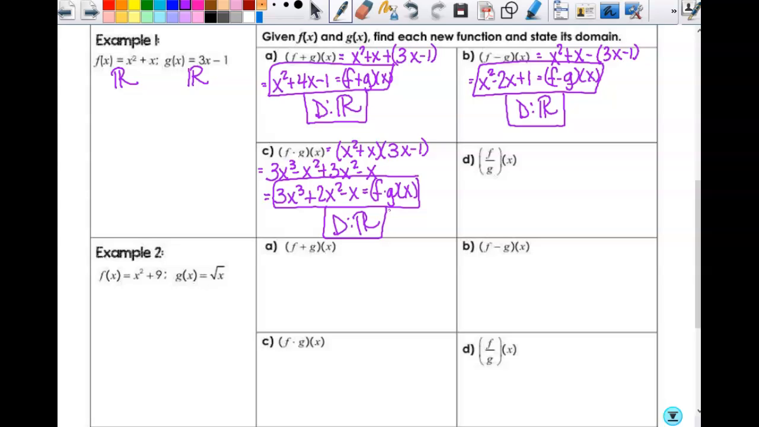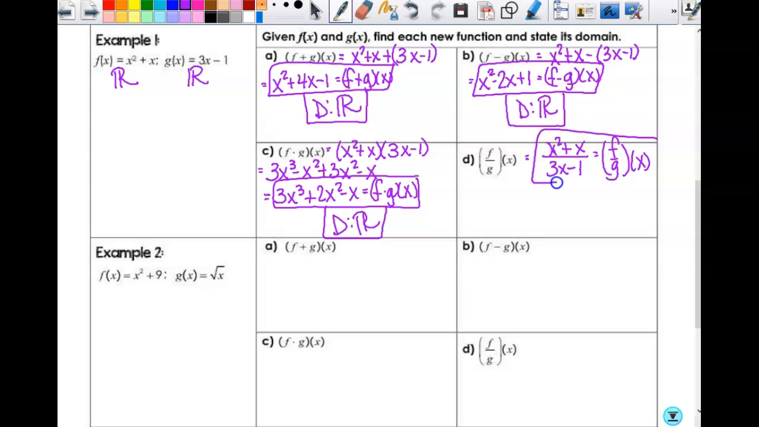So then, on D, I have f divided by g of x. So f is x squared plus x over g of x, which is 3x minus 1. Can I reduce this at all? Can I cancel these x's out? No. And even if I factored the GCF out of the numerator, there isn't going to be anything that I can reduce, so I really can't reduce anything. This is equal to f over g of x.